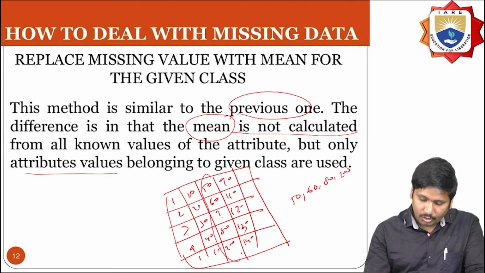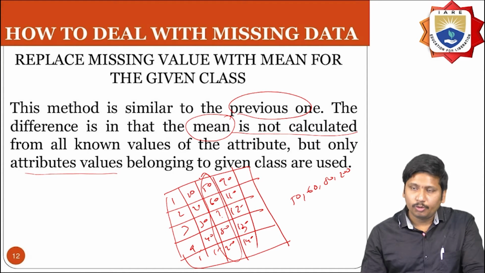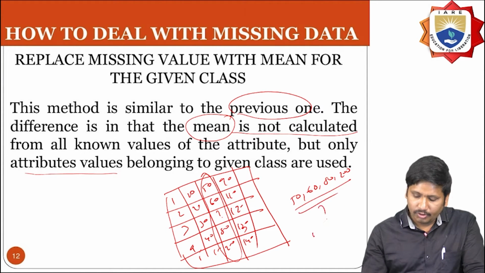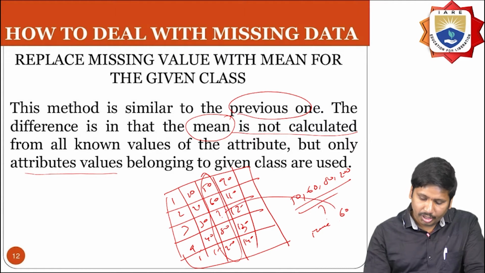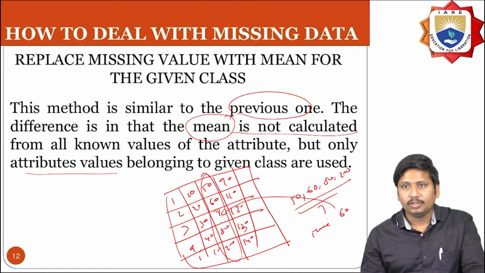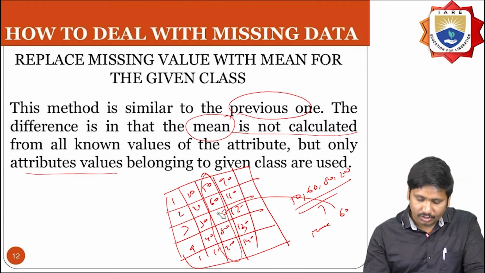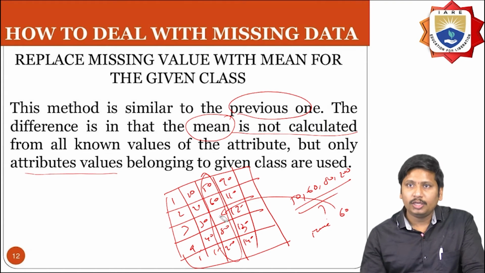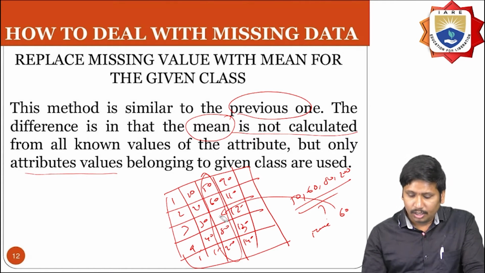and 200. So the mean value of this column is going to be calculated. Suppose the mean value is around 60 something, so that one is going to be replaced in this missing value. This is the previous method. Now what I'm doing in this method is replacing the missing value with an attribute value belonging to the same class.